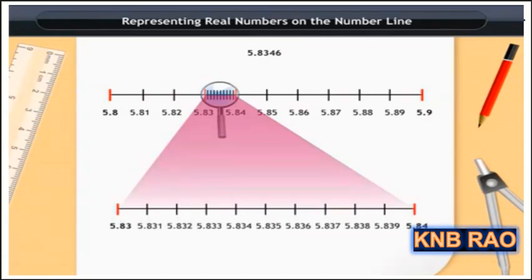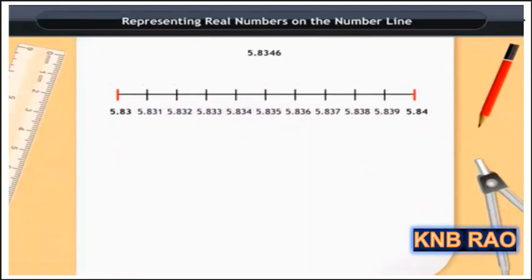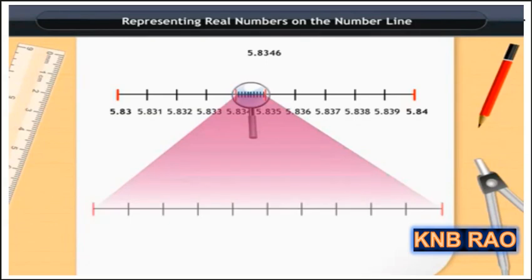Repeat this process. Magnify and divide into 10 equal parts. Go back to 5.8346. We put the 3 decimal numbers on the number line. 5.834 lies before 5.835. So divide this into 10 equal parts and magnify them. Now we can see 5.8346 on this number line. Thus we get 5.8346 on the number line.